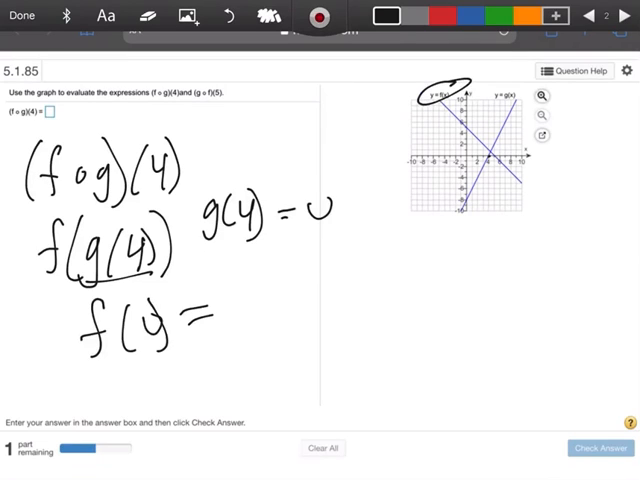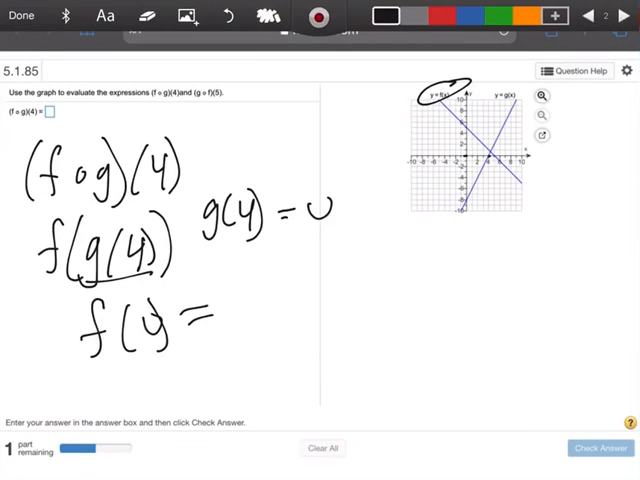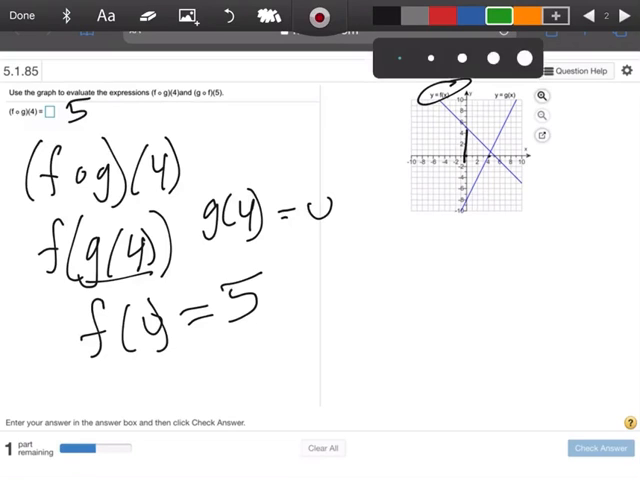So this is my graph of f. So when I go to x equals 0, if I go up, it looks like we are hitting 5. So f of 0 is 5. So for my first part, my answer is going to be 5. Now let's do the second part.